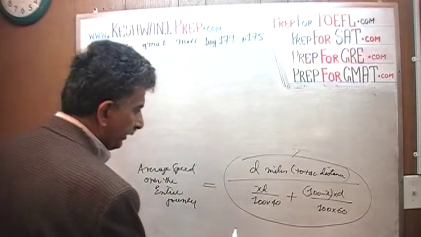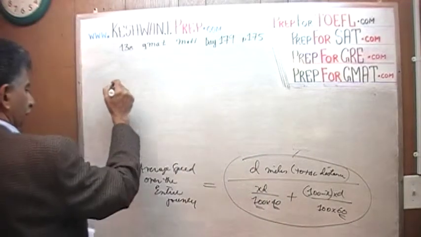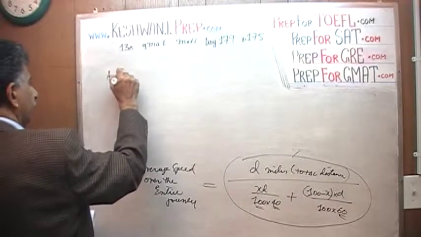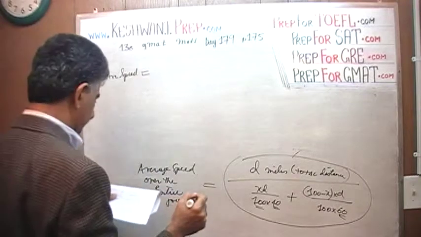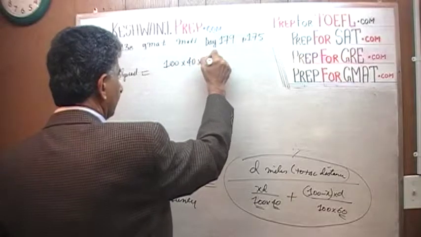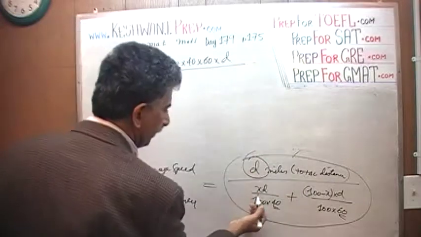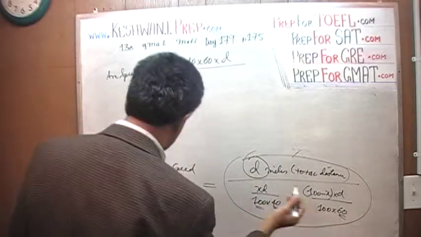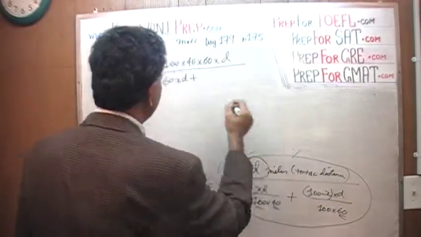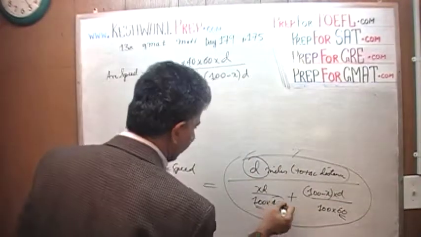Let's find the common denominator here. The common denominator is going to be 100 times 40 times 60. So our average speed is going to be 100 times 40 times 60 times the d, because this denominator is going to end up on the top, and over here we'll have x times d times 60. And over here we will have 100 minus x times d times 40.